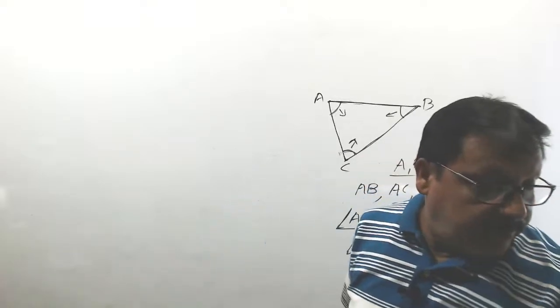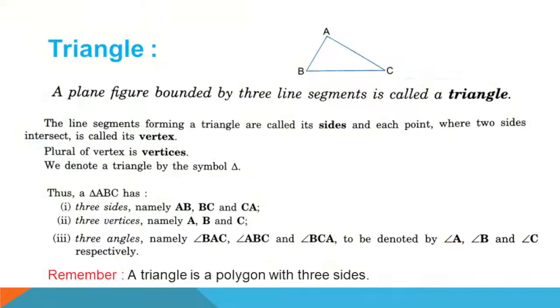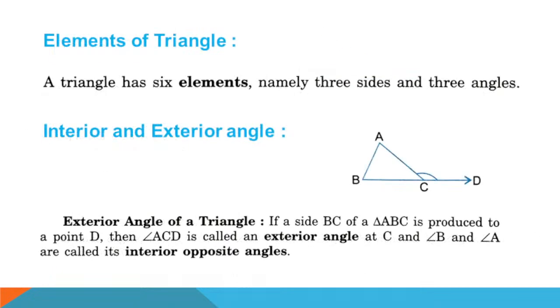Next, see one more thing here. Remember, a triangle is a polygon with three sides. The least number of sides for a polygon, the lowest polygon, has 3 vertices, the triangle. You'll remember this.